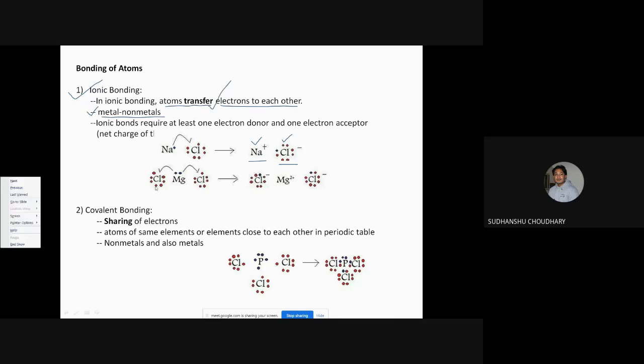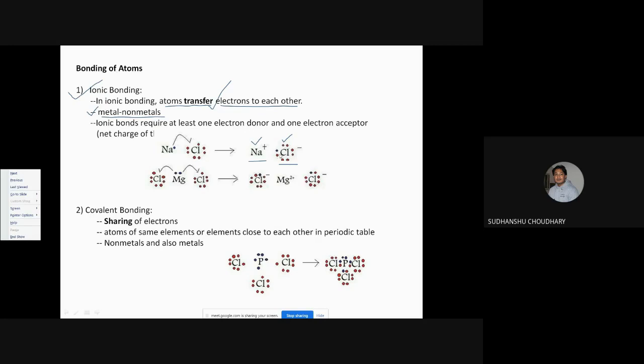Another example is given here. This is MgCl2, magnesium dichloride. Magnesium has 2 electrons in the outermost shell, or a valency of 2. Similarly, chlorine has 7. Now magnesium can donate 1 electron to this chlorine and another electron to this chlorine atom. So it has donated 2 electrons. That is why we say 2 plus. Since it's a donor, we represent this by Mg2 plus, because it has donated 2 electrons: one to this chlorine atom and one to this chlorine atom.